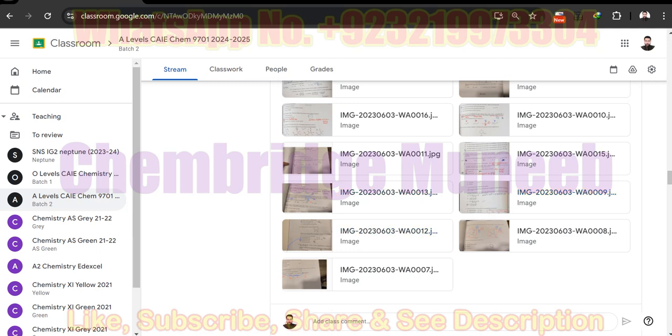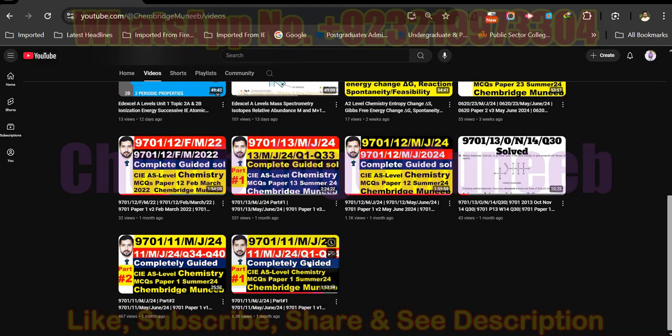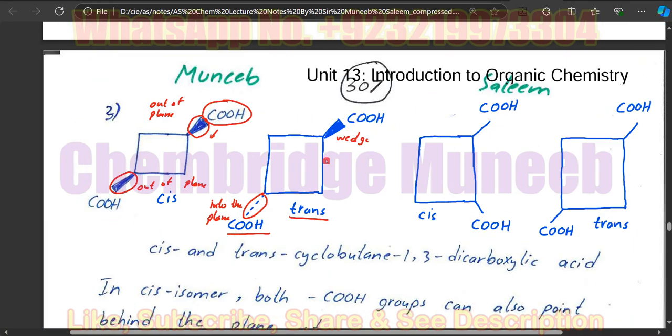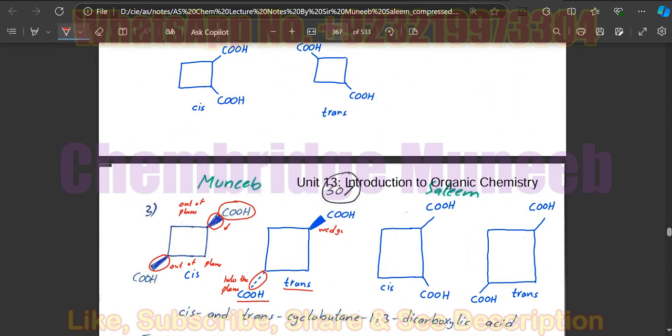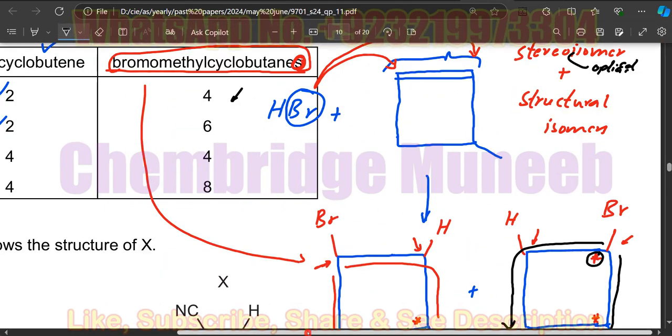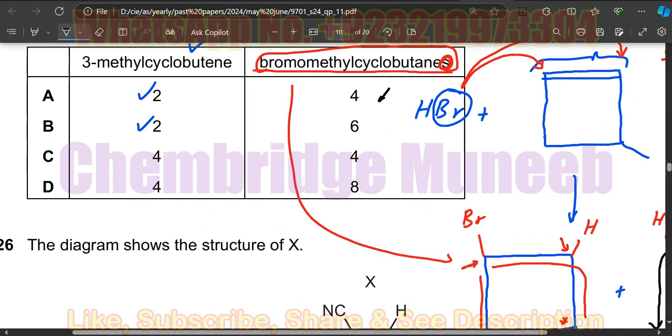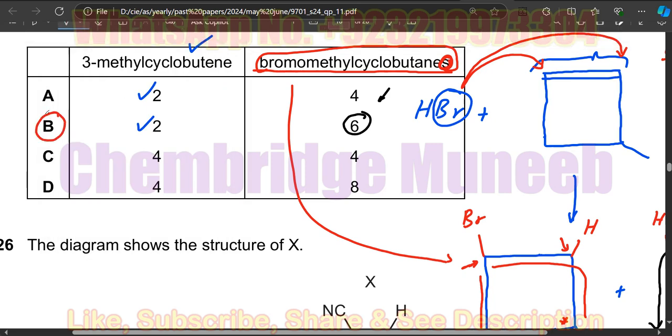I hope this question has clarified you. So the right answer of this question: the number of isomers was 6 here. So that's why the right answer becomes B. B is the right answer.